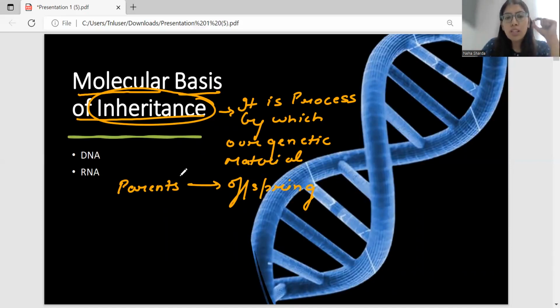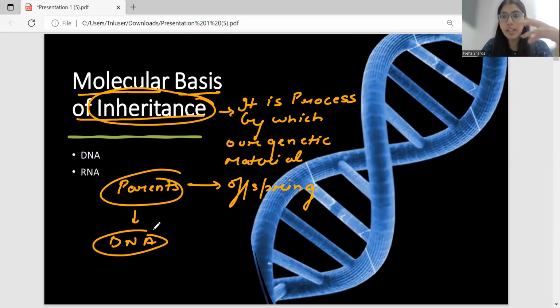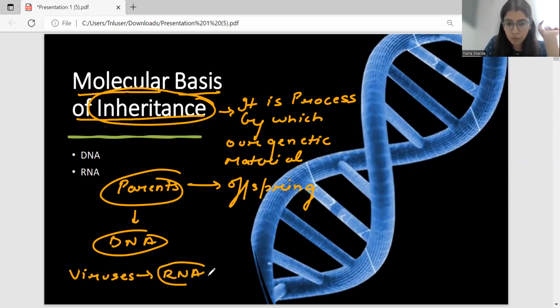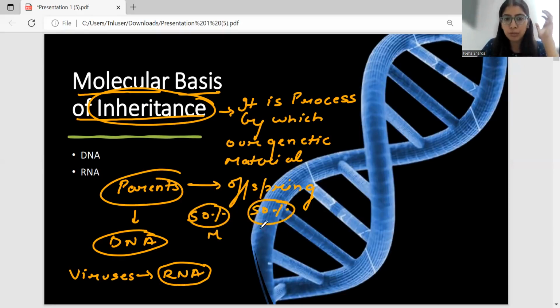There is something we call DNA, which is the genetic material of human beings, or of many living organisms. Usually DNA is the genetic material of living organisms except some viruses. In viruses, RNA is the genetic material. We got this genetic material from our parents. I got DNA from my parents, 50% from my mother and 50% from my father.